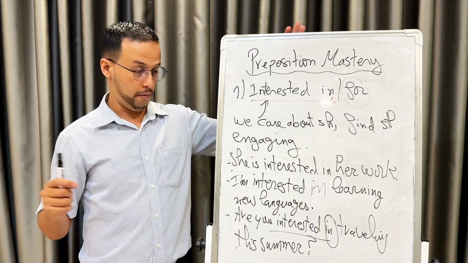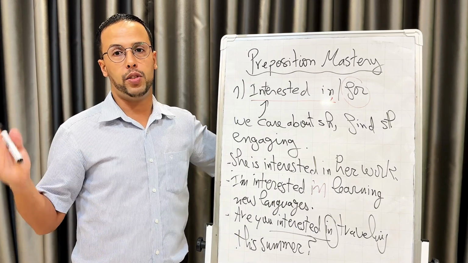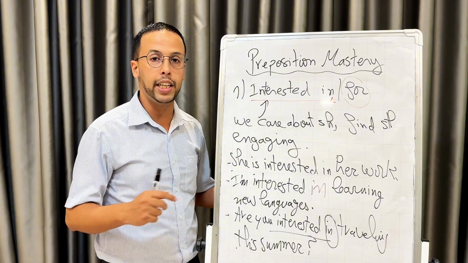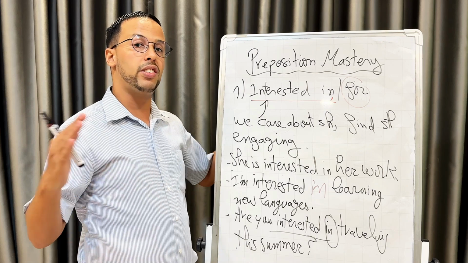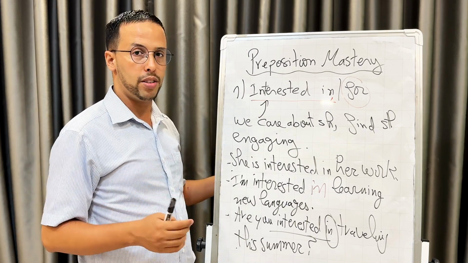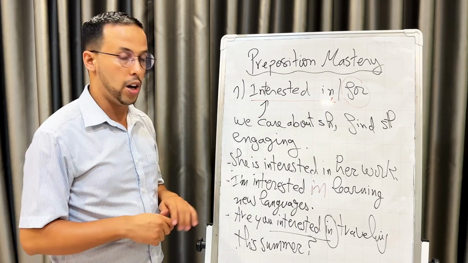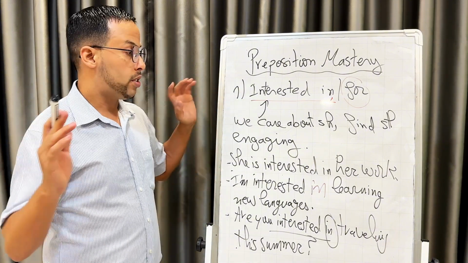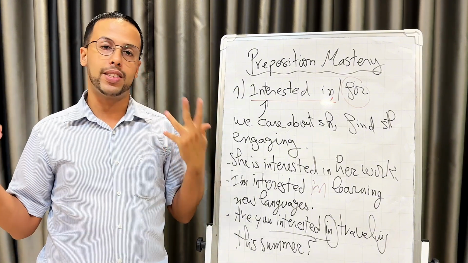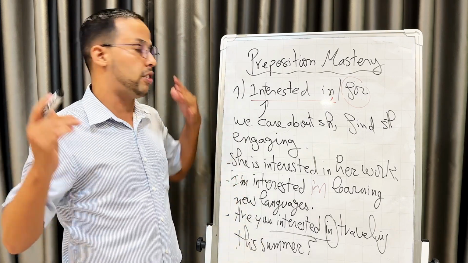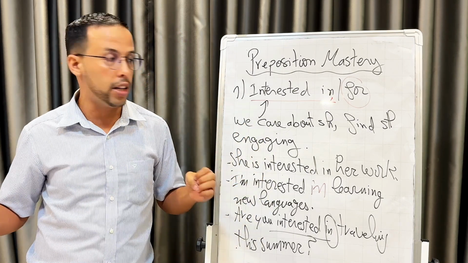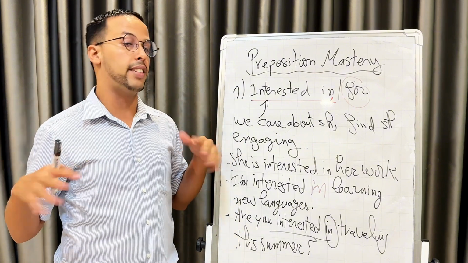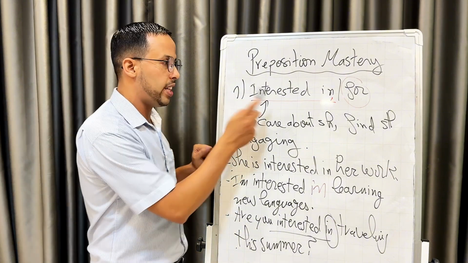Okay, the kids are interested in the animals at the zoo. The kids are interested in the animals at the zoo. So, always in. Very good. Right. Takeaway. When do you use interested in? You use interested in when you care about something, when you find something interesting, engaging, exciting. Alright? You use interested in.